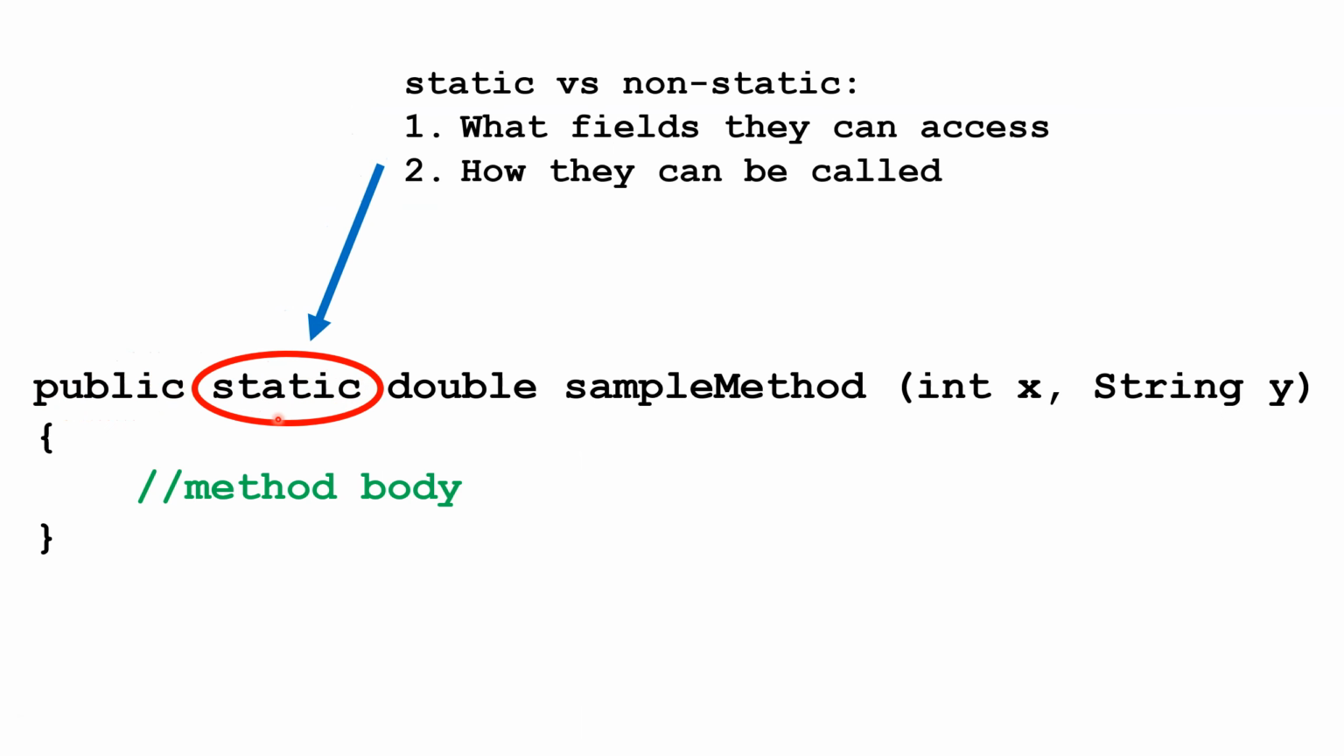Next, we have this where it says static. Now a method can be static or non-static. If it's non-static, we just leave this part here blank. We'll learn more at another time what it means to be static or non-static, but the two key things are whether a method is static or non-static controls what fields the method can access, and also how the method can be called.